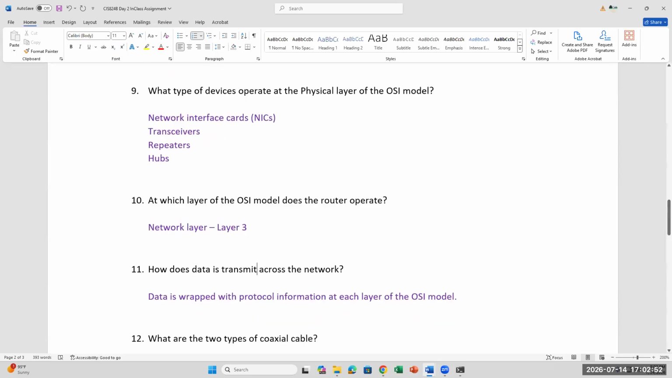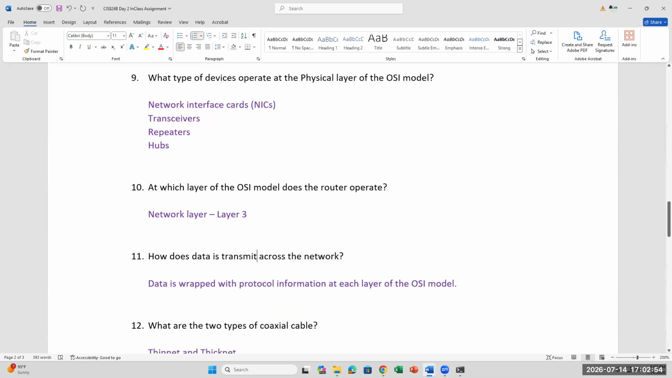Okay. Number 11 asks, how does data transmit across the network? I have all kinds of grammatical errors on these.